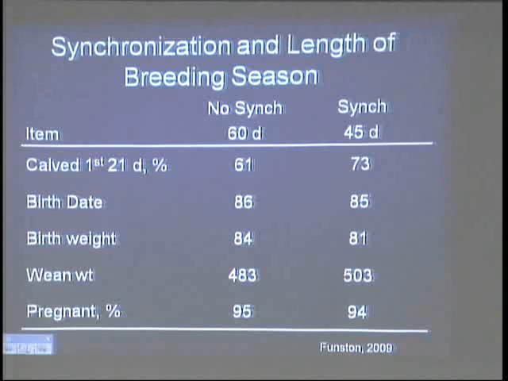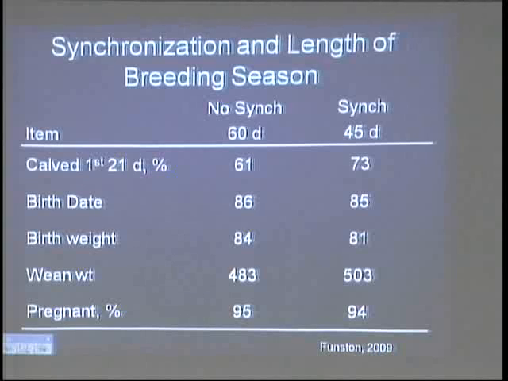We see the birth date average, which when we have a distribution that's not normal like a calving distribution should be, if we have lots of calves early, the mean is not much different. But you'll note that we have a higher percentage of calves born in the first 21 days, 73% in the group that was synchronized. Weaning weight is about 20 pounds different. If you put a dollar value on that, you've got $25 or so difference in value of those calves at weaning, if that's how you choose to market them. Pregnancy rate remained the same using that shorter breeding season.